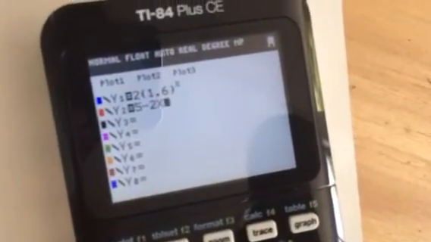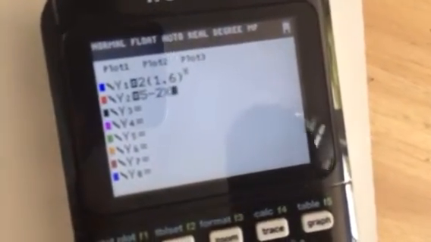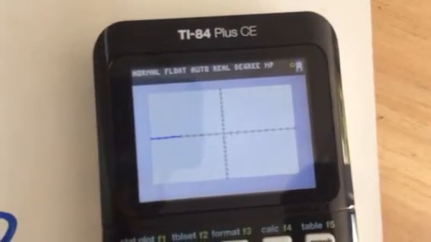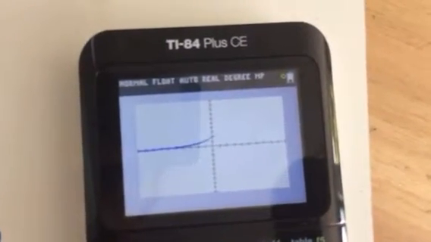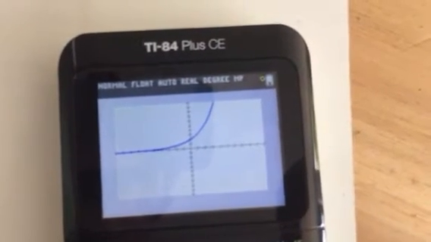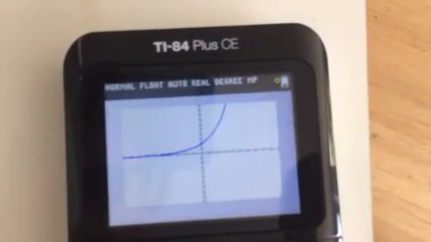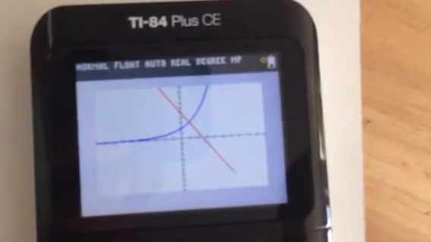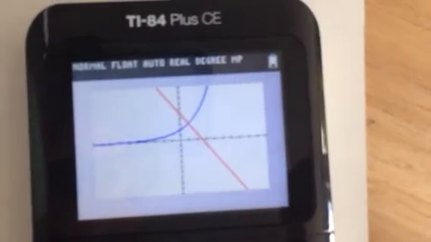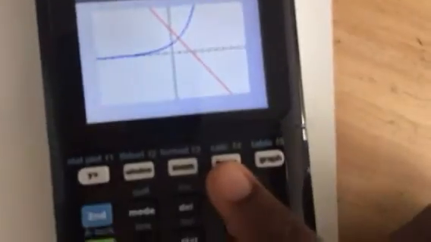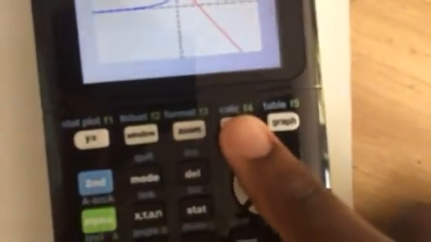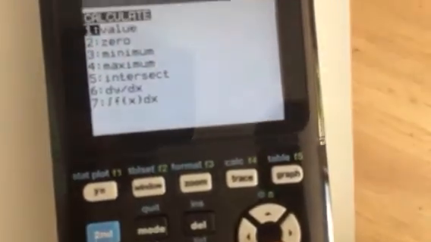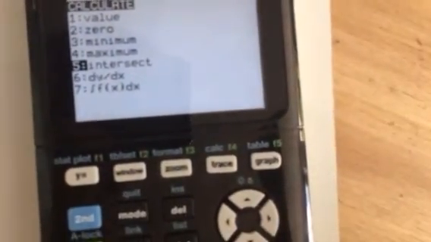You've entered the two graphs there. What do you do next? So next we go to graph, and they should load up. Okay. So you can see that's the reciprocal graph being plotted there, and hopefully we'll see the linear shooting down. And then we go second function. So the second function was the blue button there. Calculate. And option 5, which is intersect.